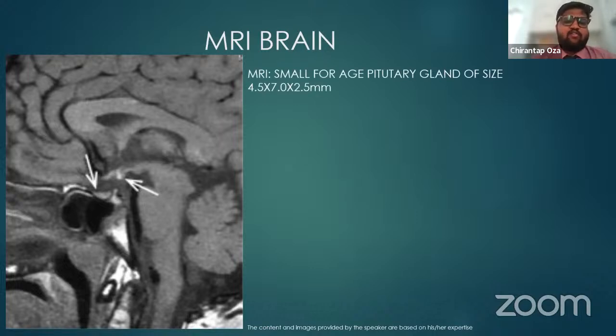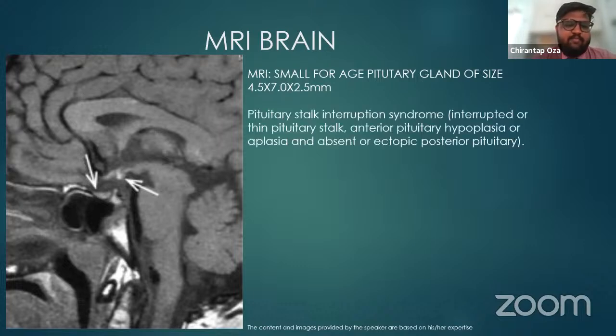So MRI showed small for age pituitary gland size, which was 4.5 by 7 by 2.5 mm, and pituitary stalk interruption syndrome, wherein interrupted or thin pituitary stalk was seen with anterior pituitary hypoplasia and ectopic posterior pituitary.